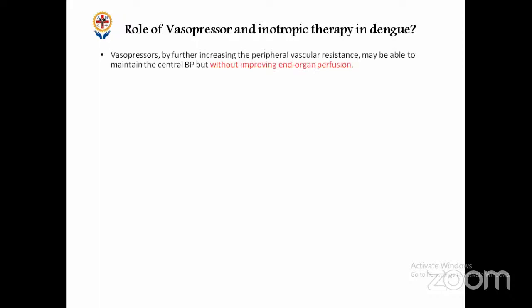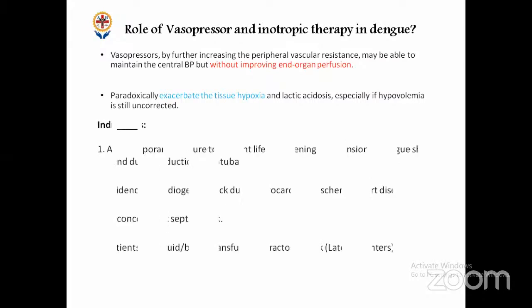So coming to the role of vasopressor therapy in dengue. Your vasopressor can increase the BP but will not improve the perfusion. So they're a waste. Unless you have intravascular volume, your vasopressors are not going to help much in dengue. So try to improve intravascular volume. The paradox is they can worsen tissue hypoxia and increase lactic acidosis. If your heart rate is increasing along with the BP, that means your vasopressors are not working. Don't try them. Give more fluid.